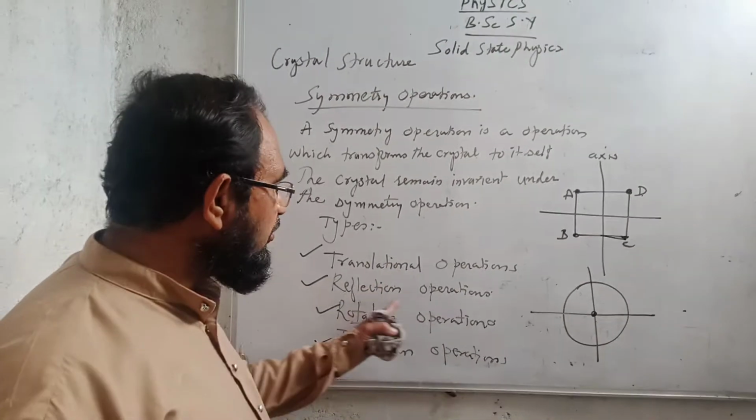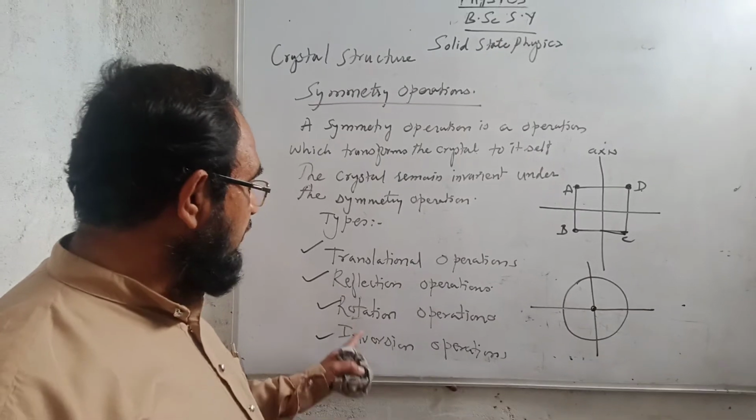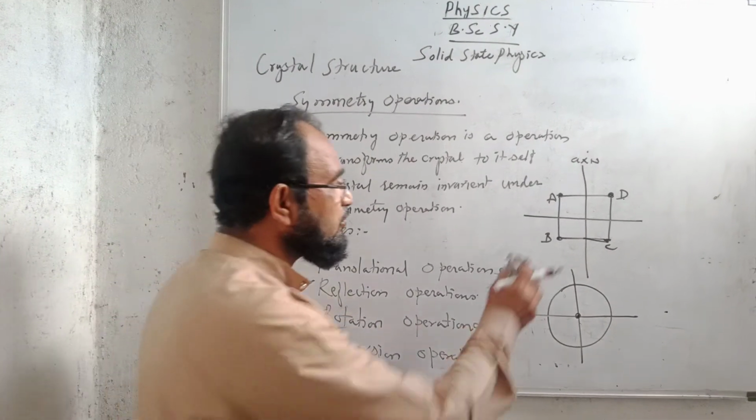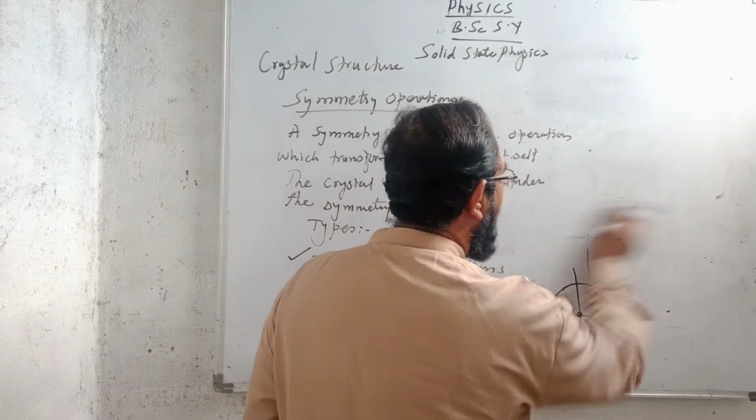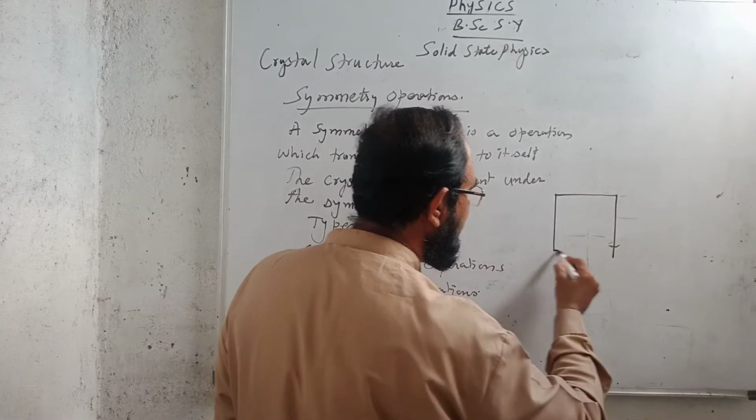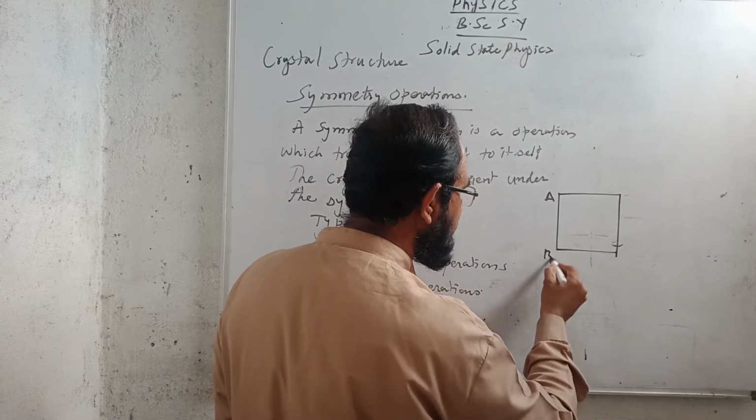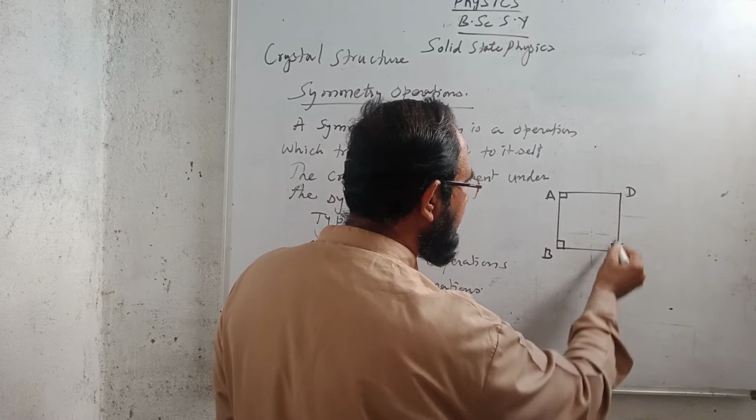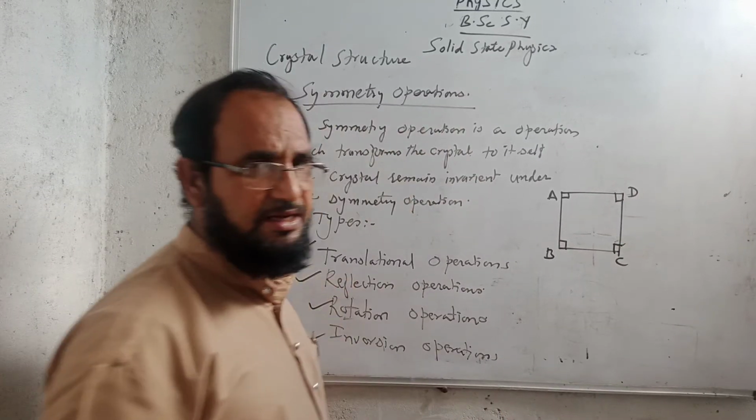So this is all about the reflection operation. Now the rotational operation. Again I will take, for the rotational operation, four lattice points A, B, C and D. Here is A, here is B, C and D. The angle between these lattice points is, suppose, 90 degrees.